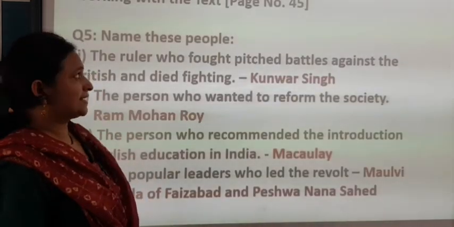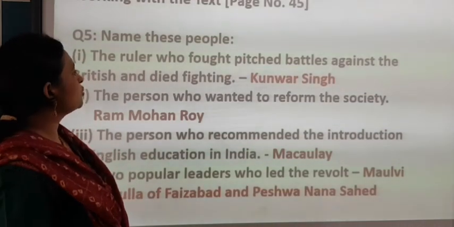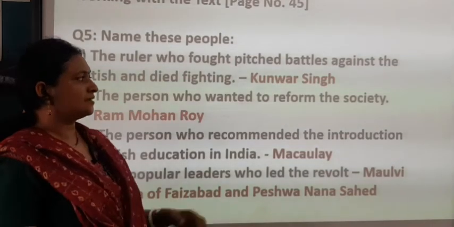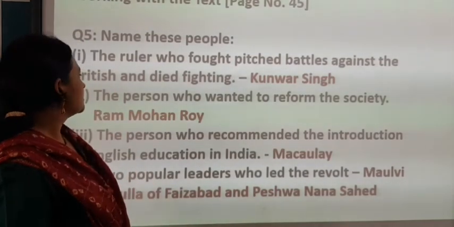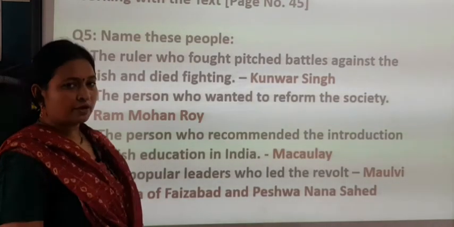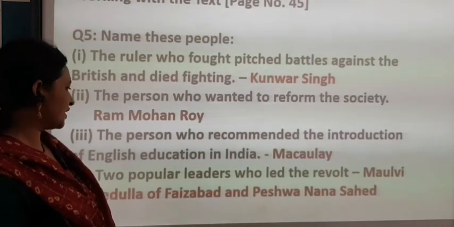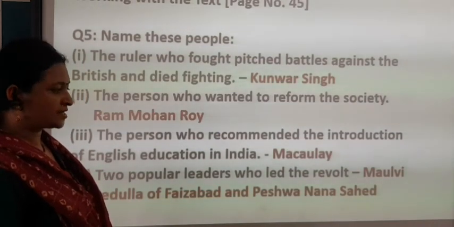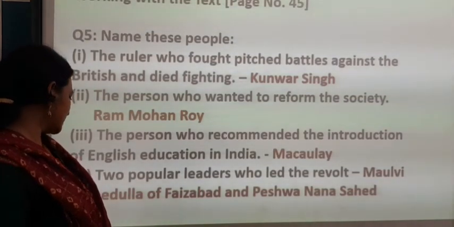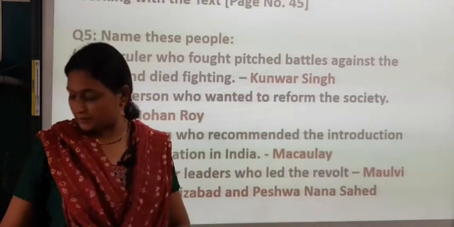Now working with the text, page number 45, name these people. The ruler who fought pitched battles against the British and died fighting, Kunwar Singh. The person who wanted to reform the society, Ram Mohan Roy. The person who recommended the introduction of English education in India is Macaulay. Two popular leaders who led the revolt, that's Maulvi Abdullah of Faizabad and Peshwa Nana Sahib.